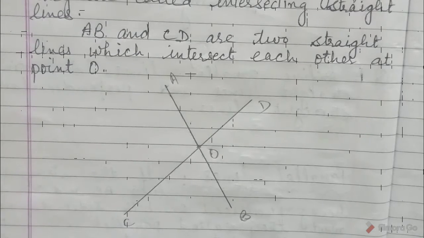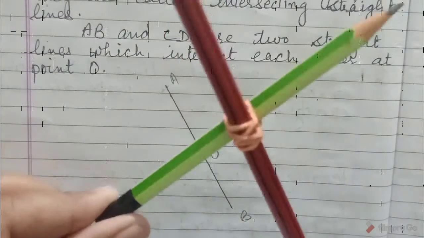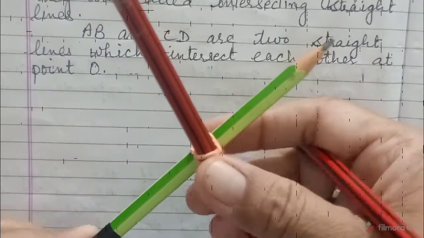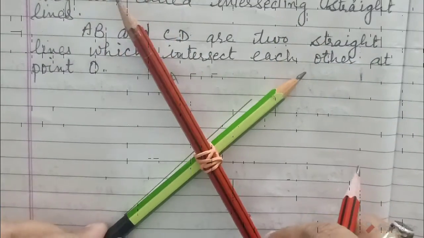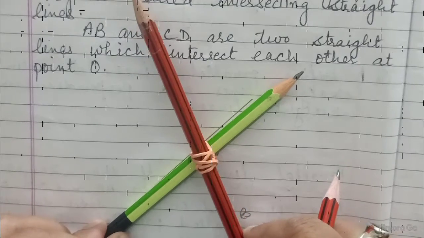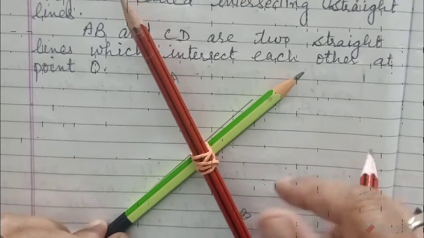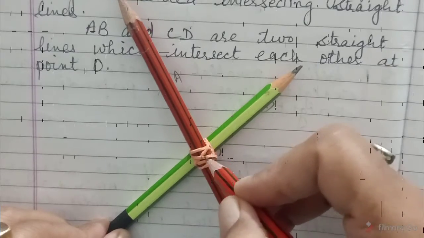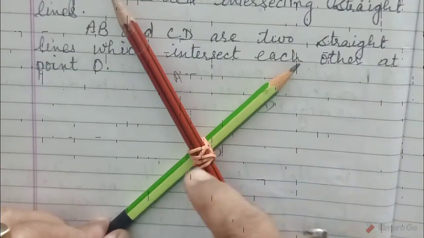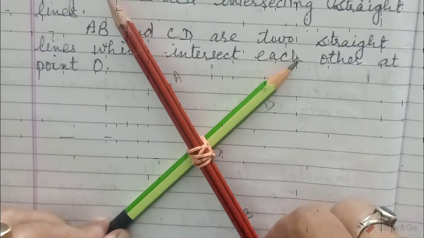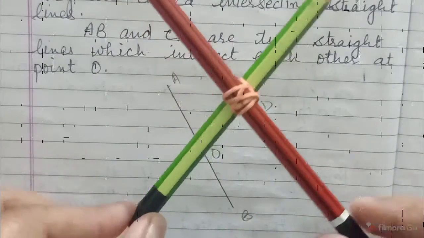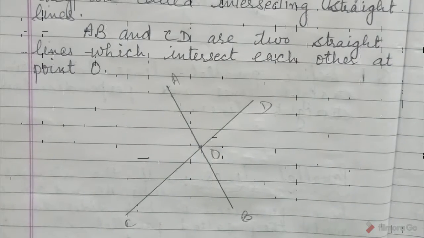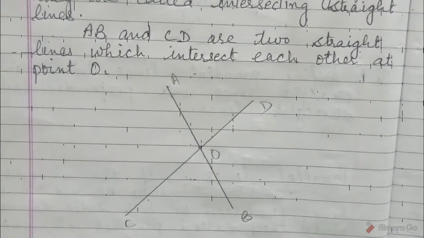For example, I have taken two pencils and put a rubber band here, like this. These are called intersecting lines, and the point where they intersect is where the red rubber band shows. The best example for intersecting lines is the capital X of the English alphabet.